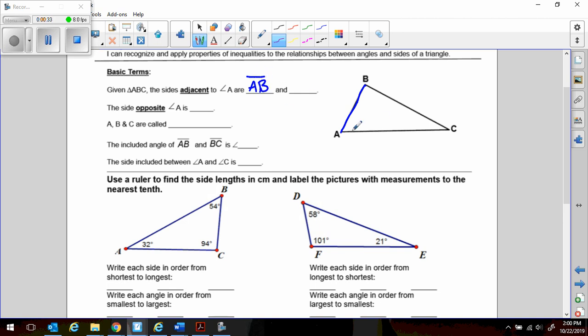Or you could put BA. Also, this side touches angle A. I'm going to call this AC or CA. I'm going to put CA. So you know that A doesn't always have to go first. Put a line above it, and that makes it a side.